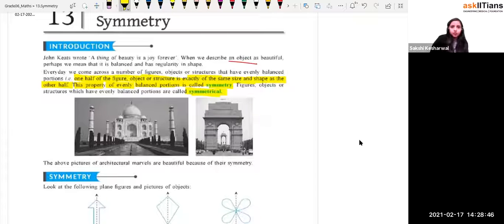If you take a close observation over here, you can see that this is divided like this, right? Can you see that this part is similar to the other half? If you see the right half part and the left half part, both look the same. So the above pictures of the archaeological marvels are beautiful because they are symmetric, right?